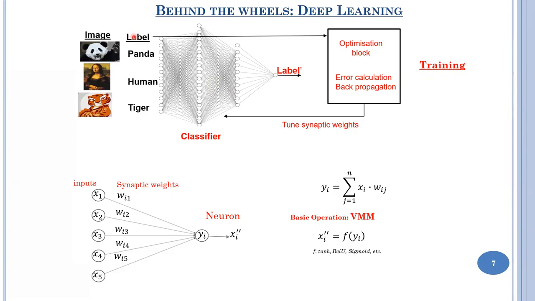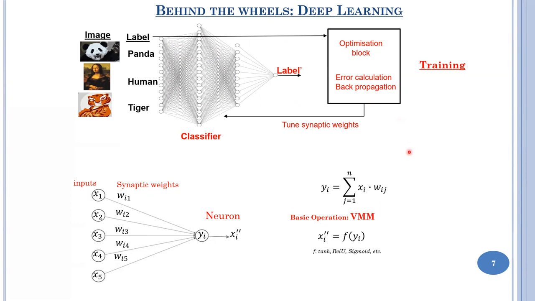So you feed different images. First, you feed this image of this panda. You check the label dash. You find out the cost function. You tune these weights to reduce that cost function. Then you feed a human image. You check the label dash. If the label dash is very different from human, then again you tune your weights in such a way that the difference between the label dash and human reduces. So that is how you train it. This process is known as training. There's a specific algorithm called backpropagation, which utilizes stochastic gradient descent. And I'll be talking about that as well.